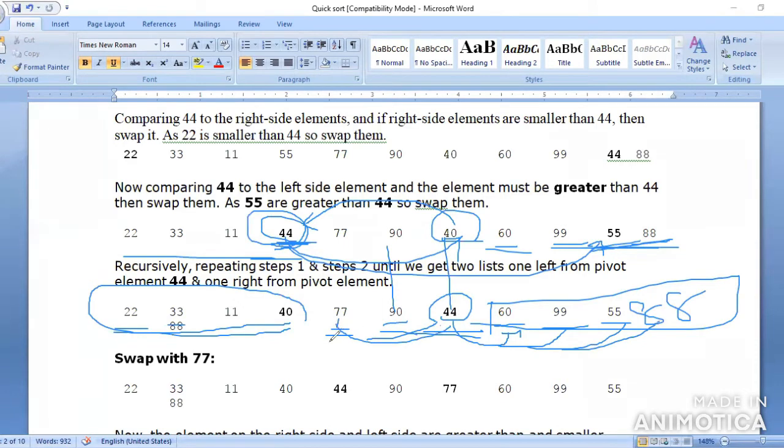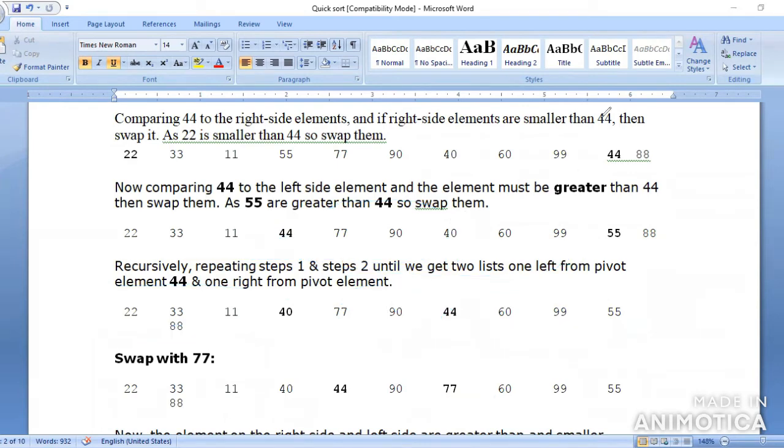Now we can compare the given elements. Which element? 77. So here 22, 33, 11, 40 and 44 are in correct positions. Now you can check 44 and 77. Compared with 44, 77 is the greater element. So the left side is always lesser than the pivot element. So here you have to replace 44 and 77. So what is the answer here? 22, 33, 11, 40. Instead of 77 you write 44. Then 90. Instead of 44 you write 77, 60, 99, 55.